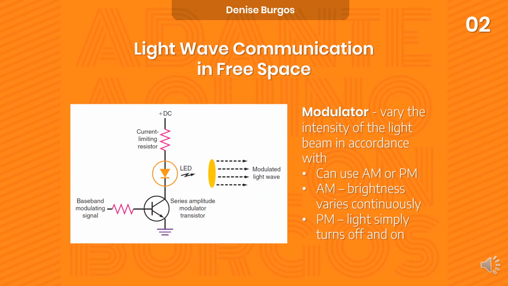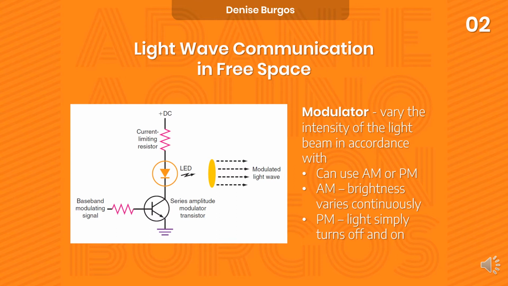The modulator varies the intensity of the light beam and can use AM or PM. In AM, the brightness varies continuously, and in PM the light simply turns off and on. In amplitude or intensity modulation, the information or intelligence signal controls the brightness of the light. For analog signals, brightness varies continuously over a specified range. This is used in some cable TV systems.